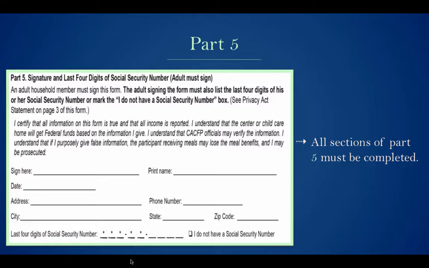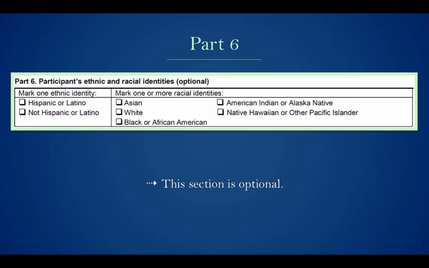All sections of Part 5 must be completed by the parent or guardian. Information includes signature, printed name, date, address, phone, city, state, and zip code. The last 4 digits of the Social Security number for the parent or guardian is required when Part 4 is completed. In Part 6, ethnic and racial identification is optional for the parent or guardian to complete.